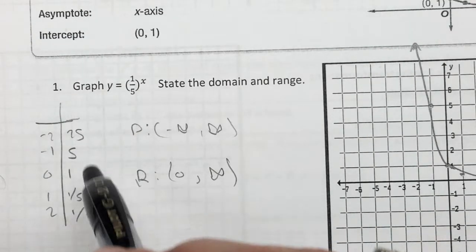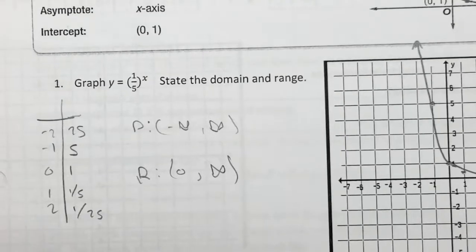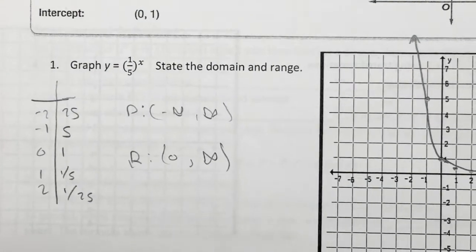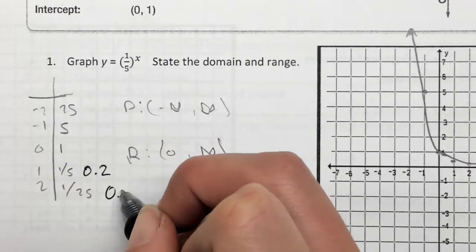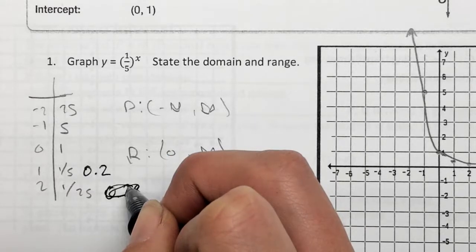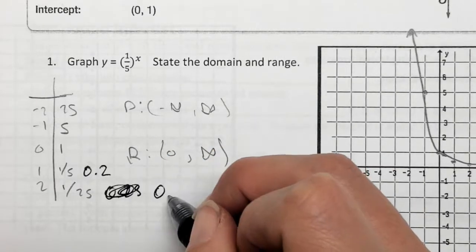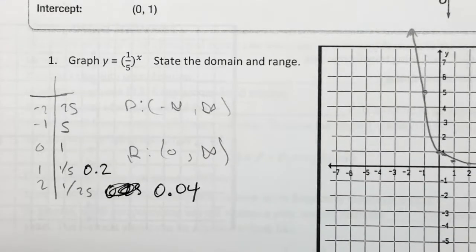Did y'all get 25 for the first one? Yeah. Next one should be 5, next one should be 1. This as a decimal is what? And this one? 0 point what? Good. Make sure it's 0.4.